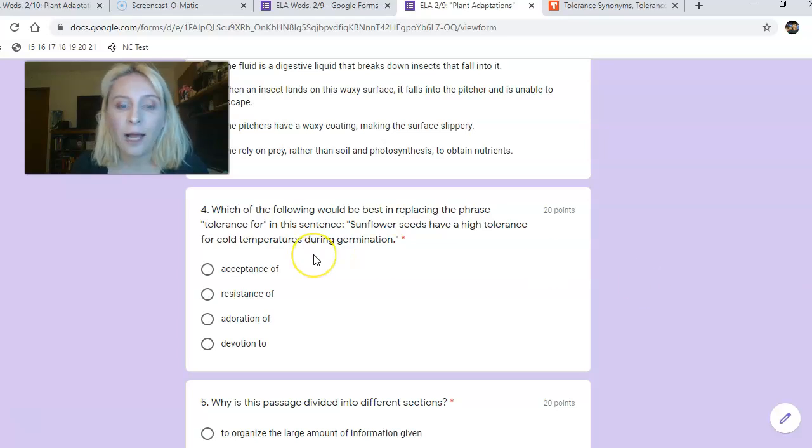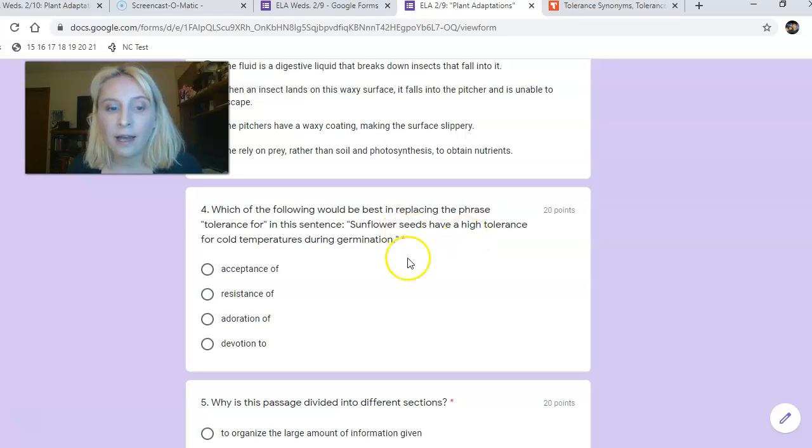Number 4, which of the following would be best in replacing the phrase tolerance for in this sentence? So we're looking for an answer choice to replace tolerance for. Sunflower seeds have a high tolerance for cold temperatures during germination. Could we say sunflower seeds have a high acceptance of cold temperatures during germination? Sunflower seeds have a high resistance of cold temperatures during germination.